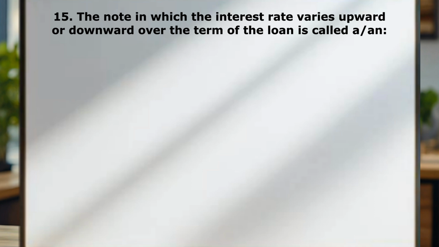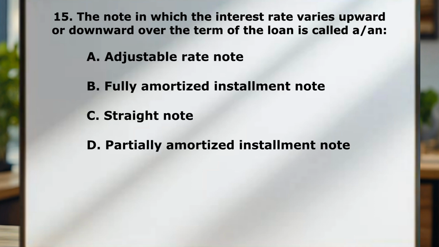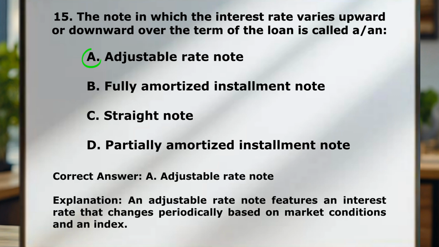Question number 15. The note in which the interest rate varies upward or downward over the term of the loan is called A, adjustable rate note, B, fully amortized installment note, C, straight note, D, partially amortized installment note. Correct answer here is A, adjustable rate note.